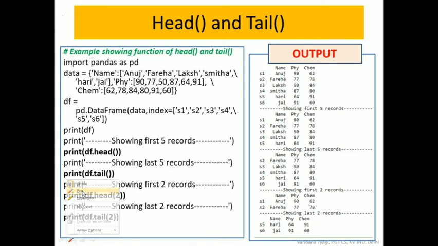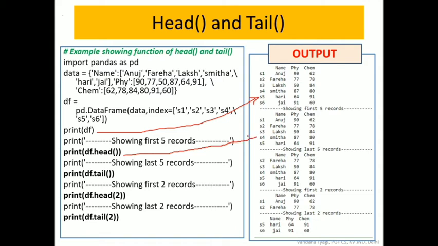If you see, df shows me the complete data frame. The head function shows me the first 5 records. We actually have 6 entries here, S1, S2, S3, S4, S5, S6, and here we are getting only S1 to S5, the first 5 records. Then tail shows me the last 5 records. So S1 will not be displayed, and we will find the data from S2 onwards.